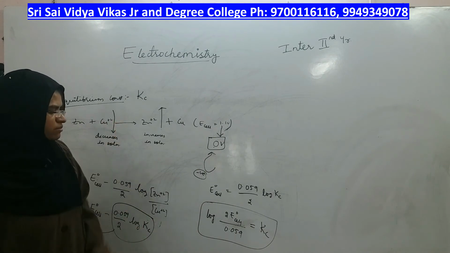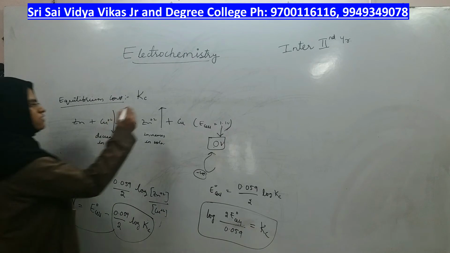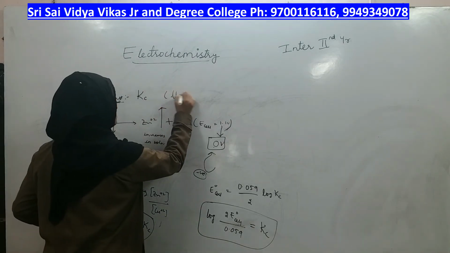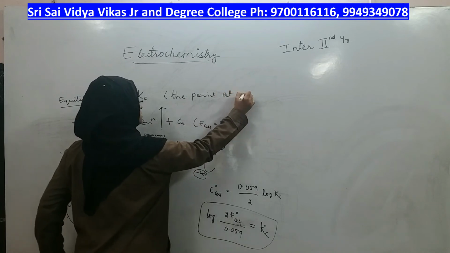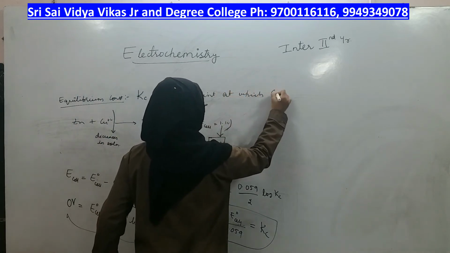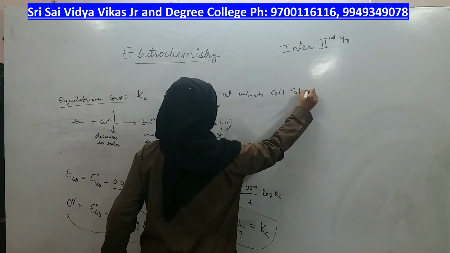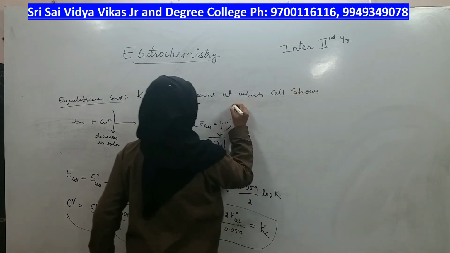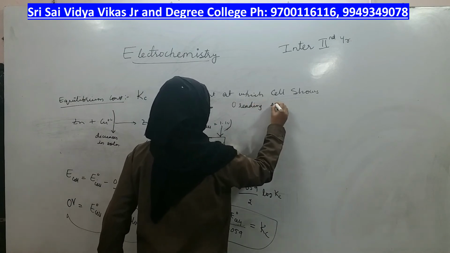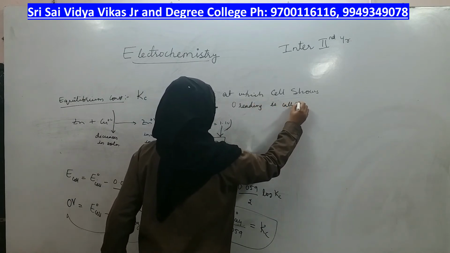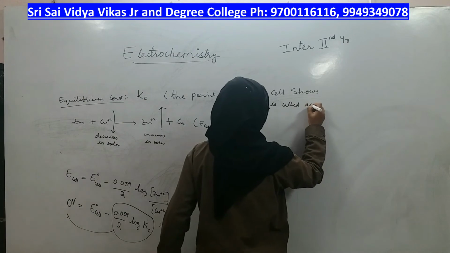This is equilibrium constant, the point at which the cell shows 0 reading is called as equilibrium constant.